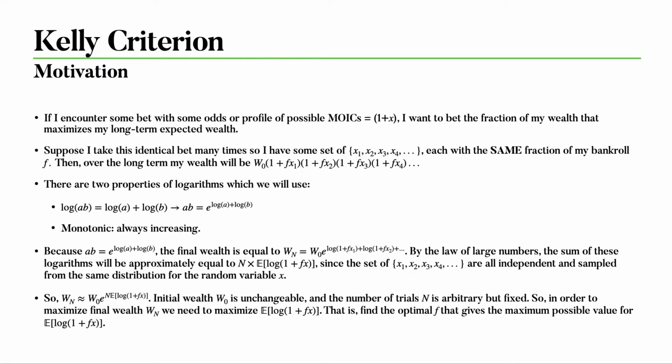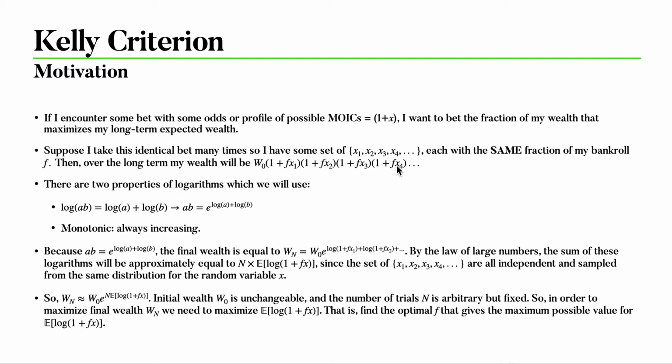So now that we have all these concepts, we can finally talk about the Kelly Criterion. If I encounter some bet with some odds or some profile of possible multiple on invested capital, or the net odds x here, I want to bet the fraction of my wealth, the fraction of my bankroll, that will maximize my long-term expected wealth. So suppose I take this identical bet many, many times, and I end up with some set of x1, x2, x3, x4, which is the result of every game. So for every single game I got some return. So these are the net odds I received.